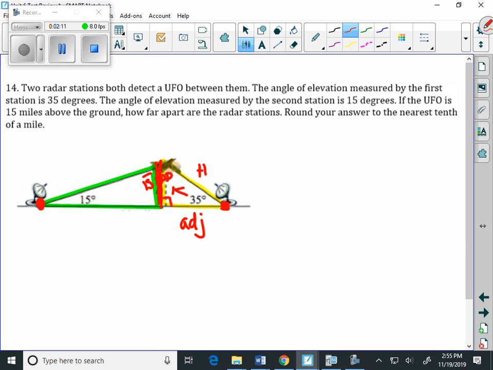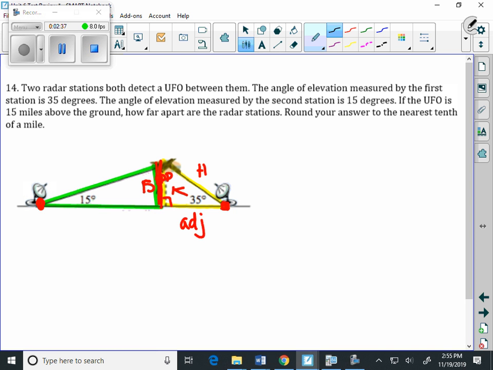Trying to write the 15 there. Try one more time. Not much better. But what we know here is we know the opposite length is 15. We want to find the adjacent length because, again, we're trying to find the distance between those two red dots.